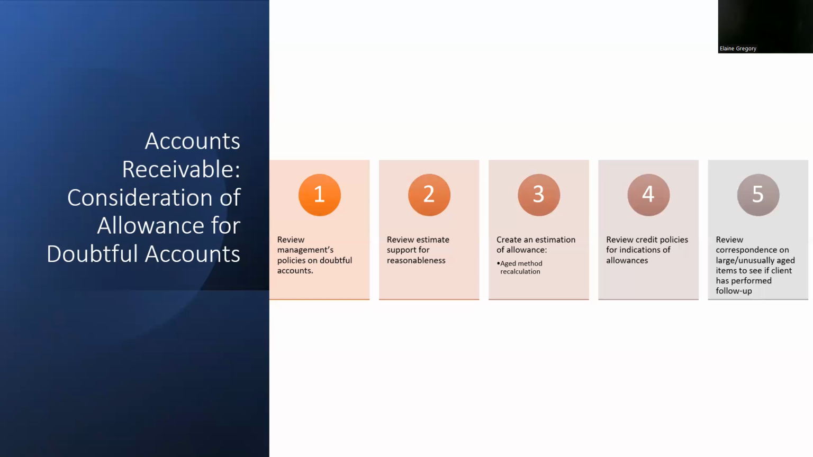Review those credit policies for indications of allowances. At what point in time do we have the idea that we may be having to write off those debts? And finally, review any correspondence on large or unusually aged items to see if the client is performing follow-up. If their policies state that at 180 days they sell that accounts receivable to a debt collection agency, and you see something on the books 200 days old, you're going to want to inquire into it.